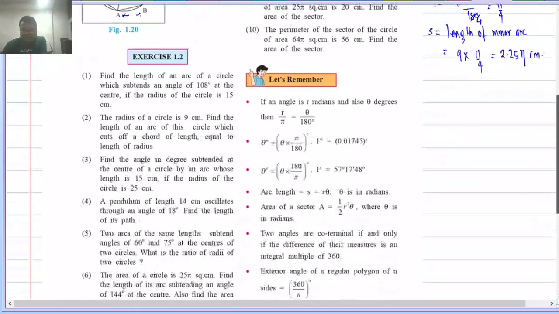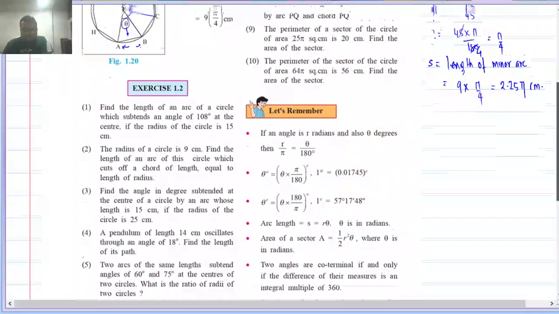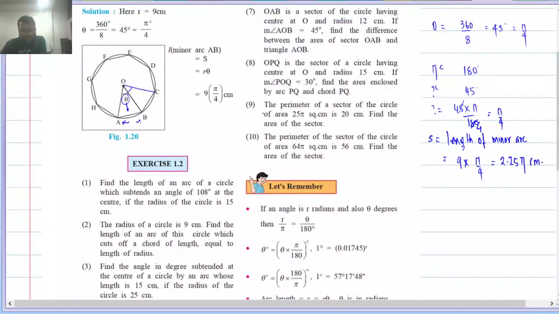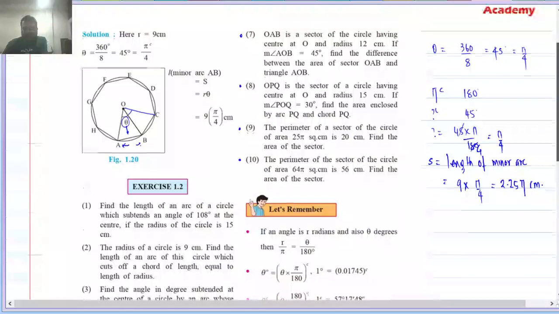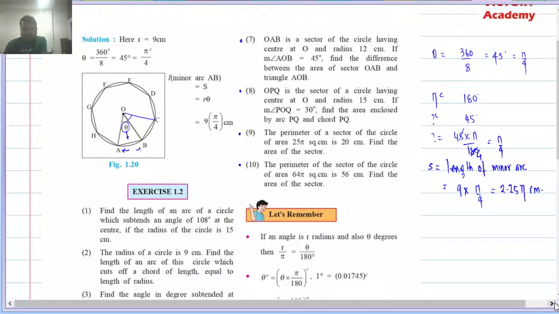Let's do one question from the exercise. We don't do this question. A similar question we have tackled: perimeter of sector, find the area of the sector. We have tackled similar. OPQ is the sector of a circle having center and radius 15. Okay, we have done a similar question. OAB is a sector of a circle having center at O and radius 12. Please find the difference in area of the sector and triangle AOB. Similar questions we have done, but still we'll do question number 7.